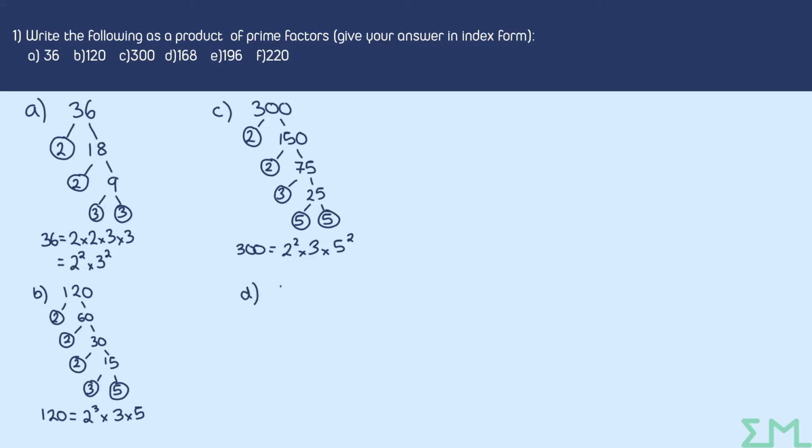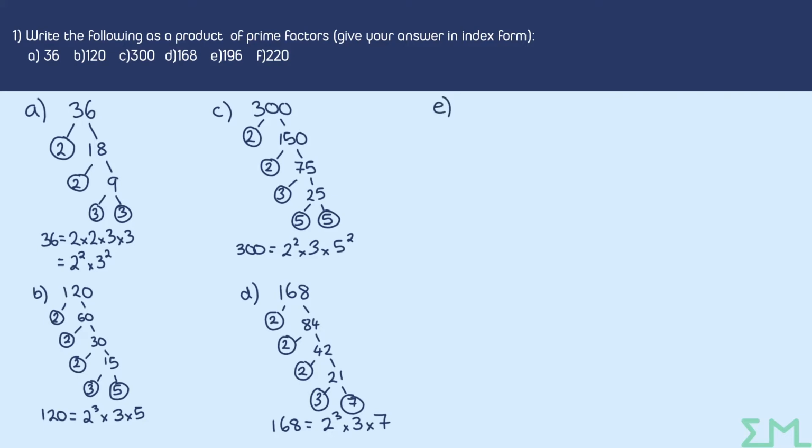Okay, now we're going to have a look at 168. There we go, so divide by 2 and then divide by 2 again, and we can go again. 21, does it divide by 3? Yes, it does, to give us 3 and 7. So 168, we've got 2 cubed times 3 times 7.